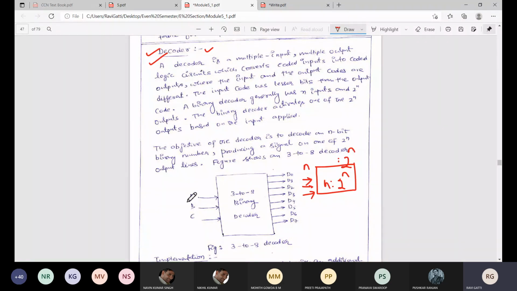Depending upon the input value, let's say ABC is the 3 input. If it is 0 0 0, the first output will be selected. If ABC is 0 0 1, the next output will be selected. If it is 0 1 0, the next output will be selected. So depending upon the input values, we consider the output selection. Are you able to understand? Any doubts?